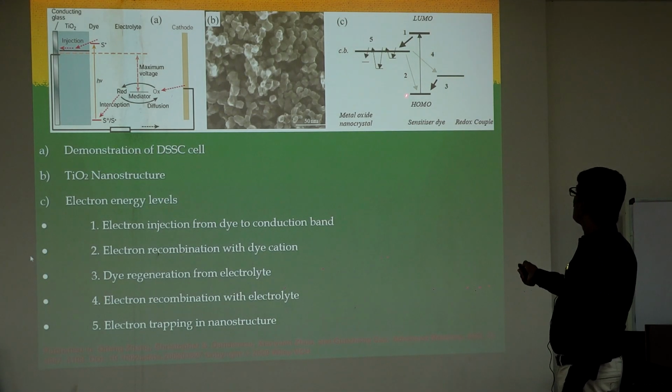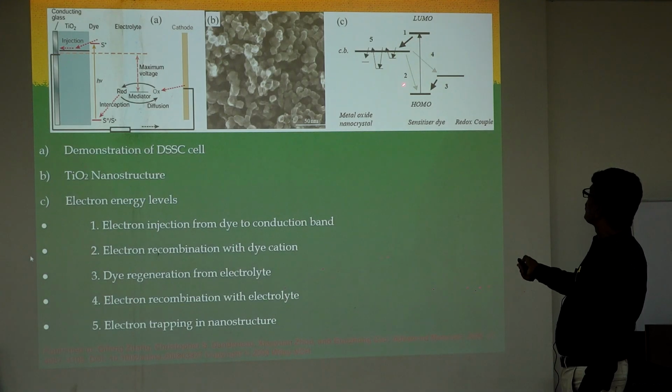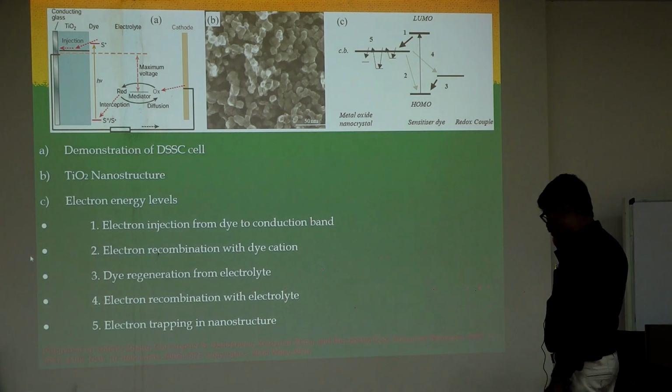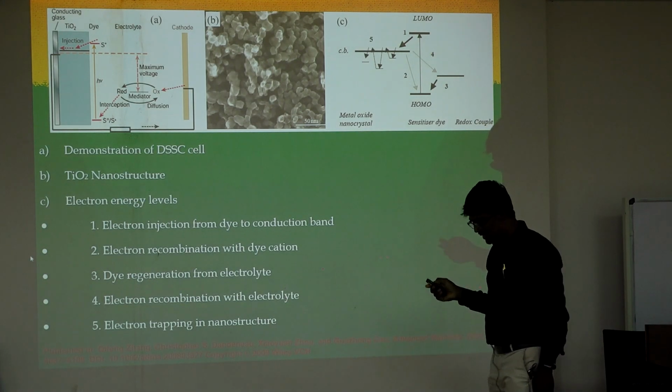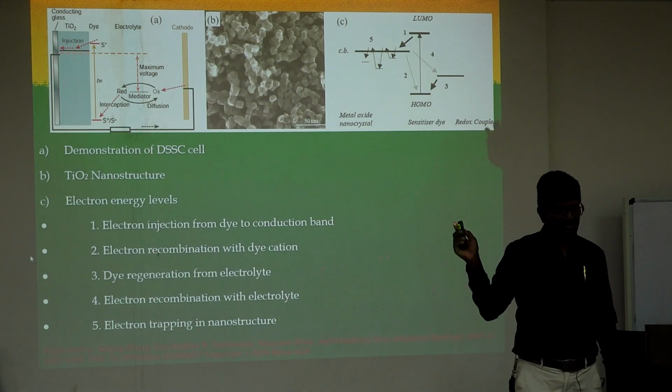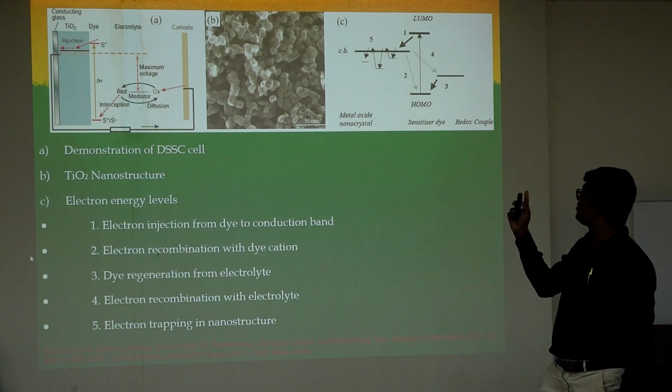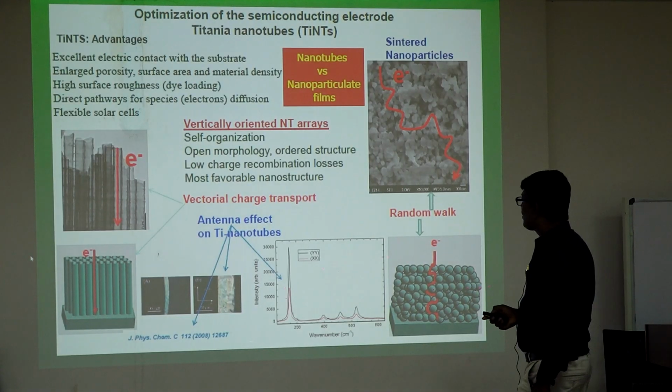So your step 2 and step 4 are dangerous steps. We should avoid these 2 steps to get a good efficiency solar cell. That's the working phenomena of the dye-sensitized solar cell actually. Okay, so what do we want to do?